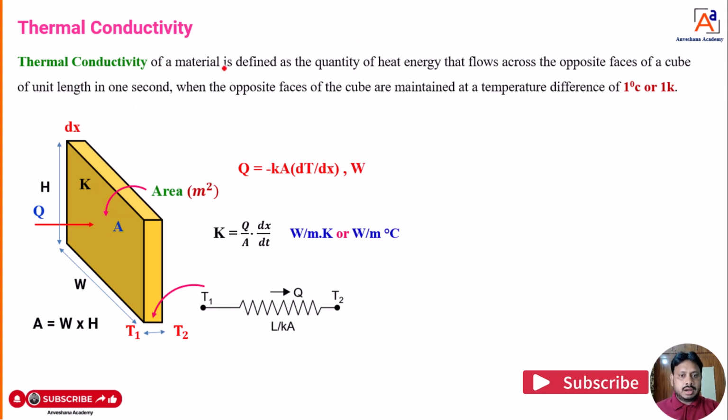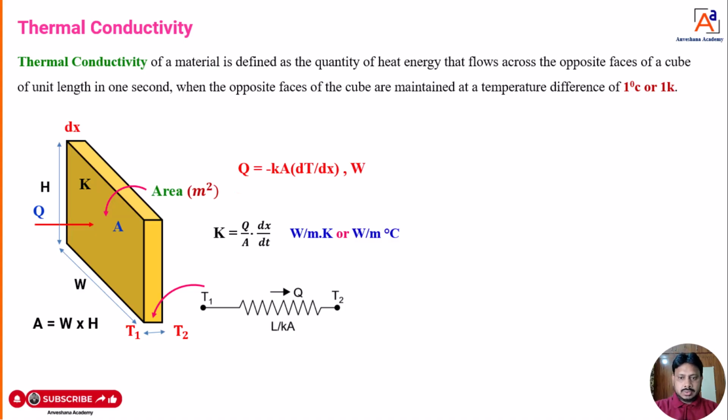Thermal conductivity of a material is defined as the quantity of heat energy that flows across the opposite faces of a cube of unit length in 1 second, when the opposite faces of the cube are maintained at a temperature difference of 1 degree Celsius or 1 Kelvin. Dear students, what is this thermal conductivity?